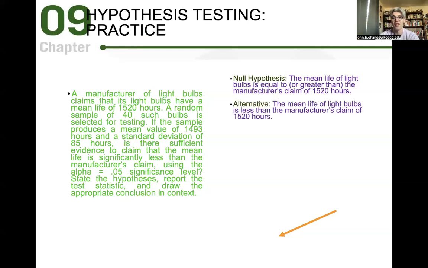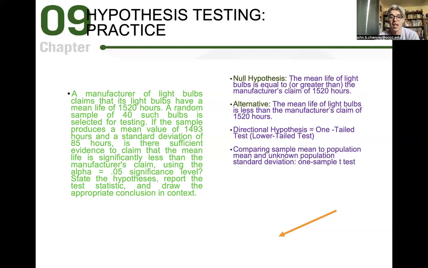Our alternative in this case is going to be a one-tailed hypothesis. The mean life of the light bulbs is less. When we see words like less, we're talking about a directional hypothesis. And this is where it would be a good habit to draw a normal distribution. You can even draw in some of the information like the mean, the standard deviation, and also what side of the graph you're going to be working on. So directional, it's going to be a one-tailed test, and we're talking about a lower-tailed test.